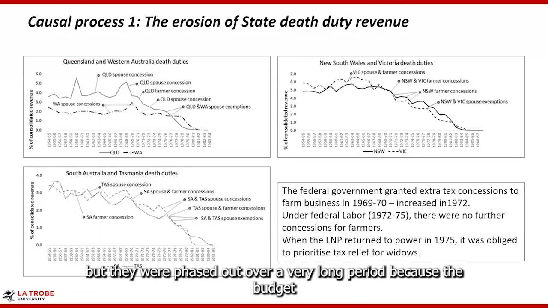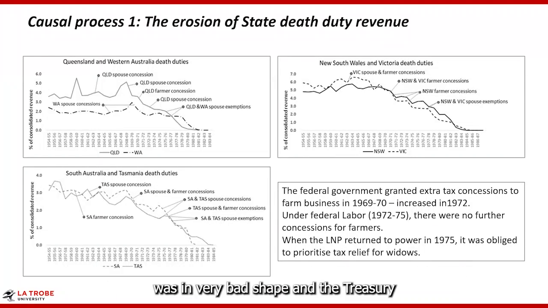But they were phased out over a very long period because the budget was in very bad shape and the Treasury still needed the revenue. So again, the end of the death duties in New South Wales had nothing to do with capital flight to Queensland.